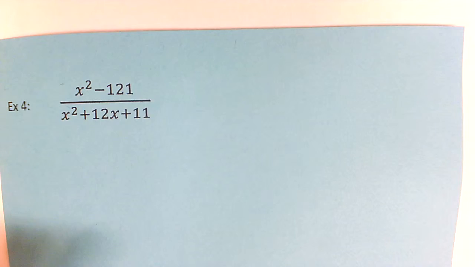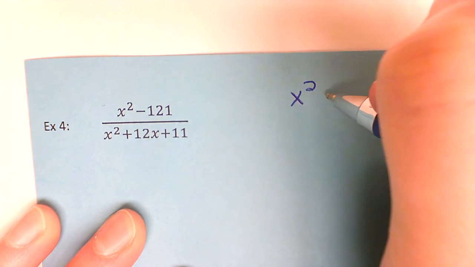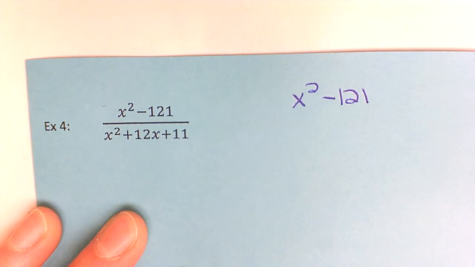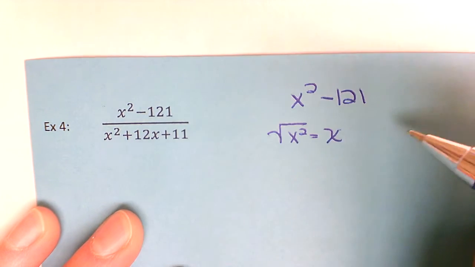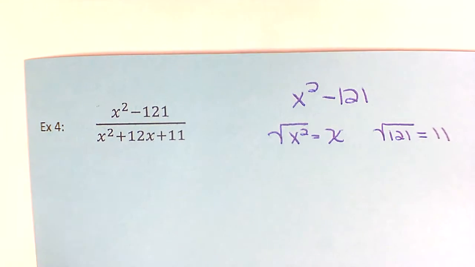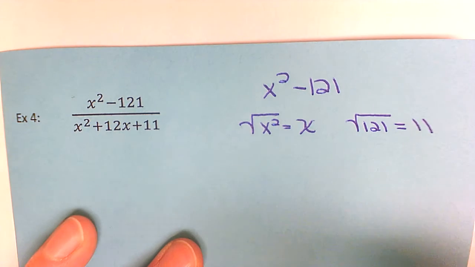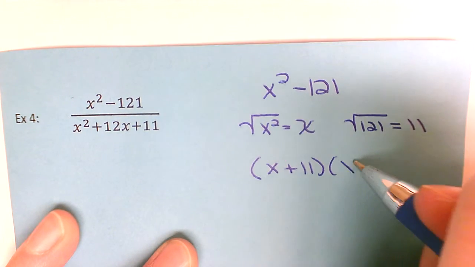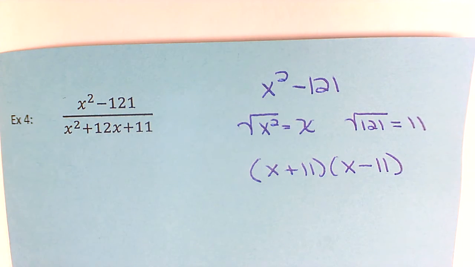So number 4 is the same type of problem. I'm going to go ahead and factor out the difference of squares on the top. So I've got x squared minus 121. I know that is a perfect difference of squares because the square root of x squared is x, and the square root of 121 is 11. So now all I need to do is put it back into my difference of squares format. I'm going to take x plus 11 times x minus 11. So there's that top part of the fraction bar.